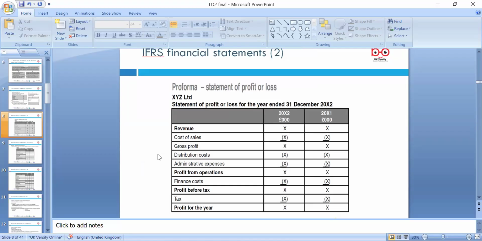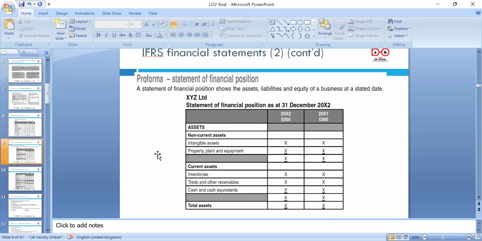The format we normally use is revenue, with 2 years of statements and comparative figures, cost of sales, and gross profit, then distribution costs. Depending on your company policy, you can reduce the headings, and then of course we give the notes. Profit from operations, it can be before tax or after tax, of course taxation, then profit after tax.